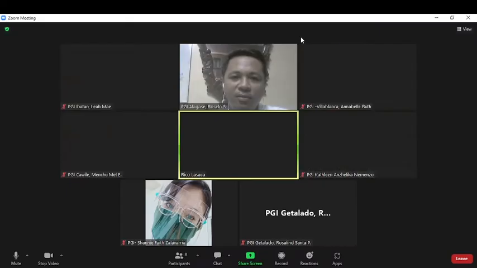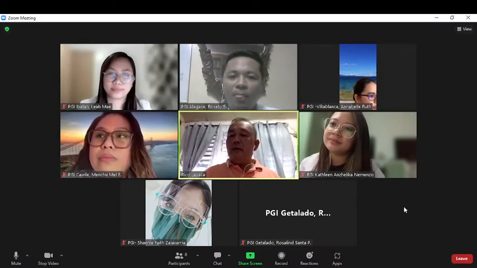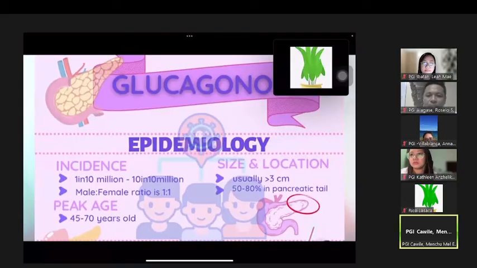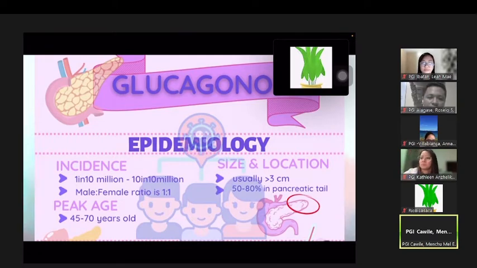Next, we'll have a case of Glucagonoma under Dr. Cawile. Glucagonoma. So these are neuroendocrine tumors originating from multipotential stem cells of endodermal origin. So they arise from the alpha cells of the islets of the pancreas. So most glucagonomas are solitary. However, less than 10% of them have been associated with multiple endocrine neoplasia type 1 or MEN1 syndrome.